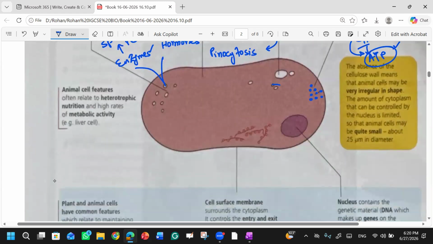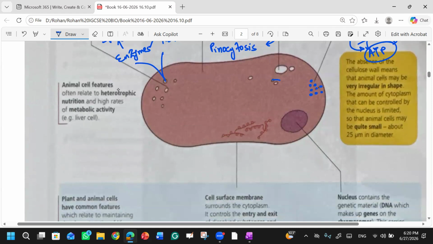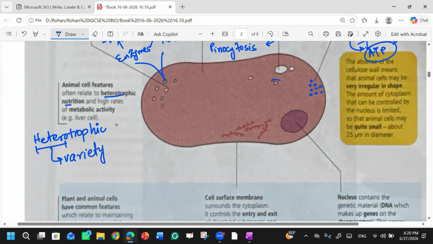One more thing we have discussed was animal cell features. They often relate to heterotrophic nutrition. This I told you. What is meant by heterotrophic mode of nutrition? Hetero means variety. Heterotrophic is like you can eat a variety of food. We don't rely on one kind of food.